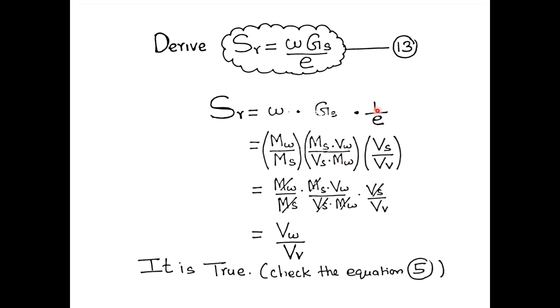1 over E is equal to volume of solid over volume of voids. Then this mw cancels out, this ms and ms cancel out, this Vs and Vs cancel out. Then Vw over Vv. This is the definition of SR. Check equation 5. It is true. This relationship is true.